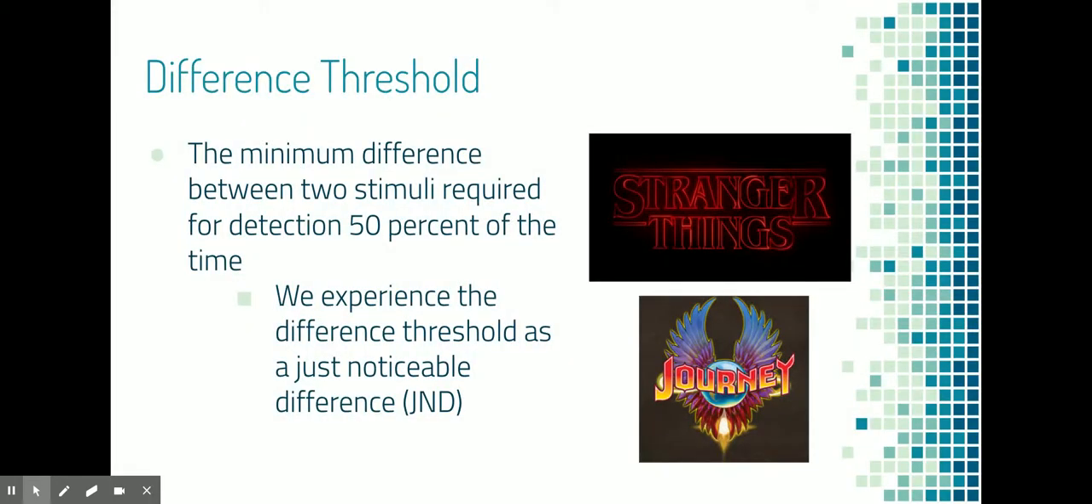Okay, next is the difference threshold. Sometimes this is called the JND, or just noticeable difference. This is the minimum difference between two stimuli required for you to be able to detect a difference at least half the time. I know that sounds way out there, but let me give you an example.